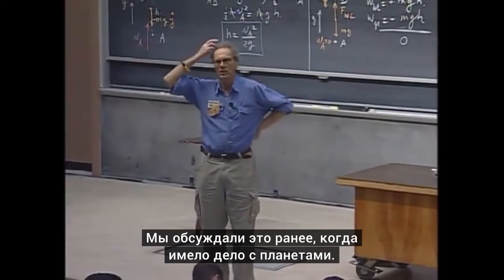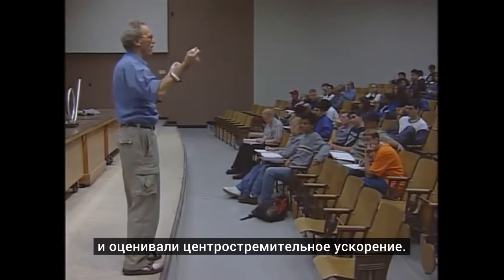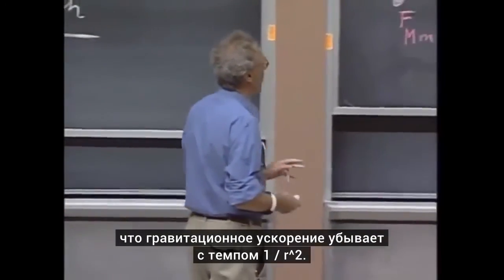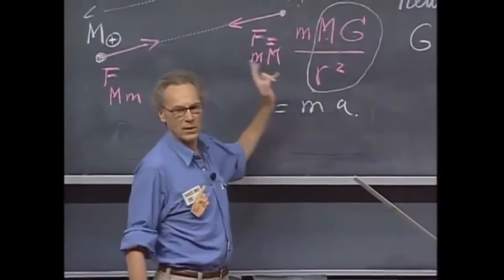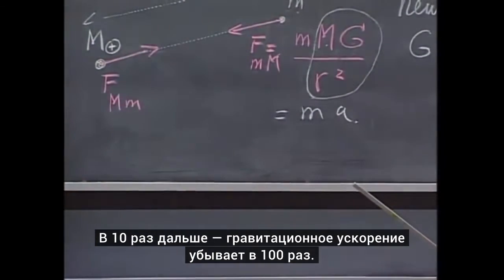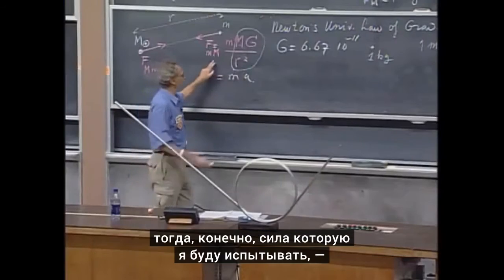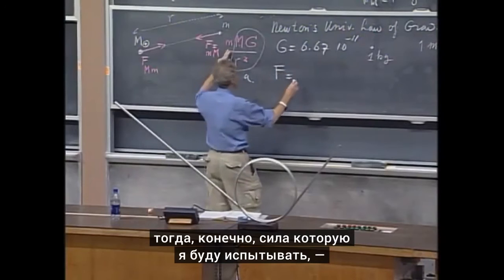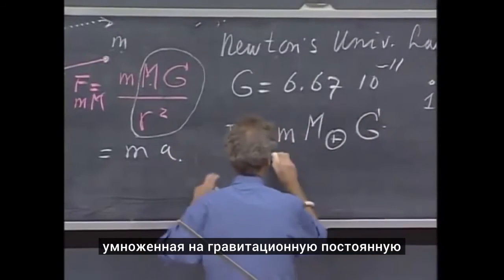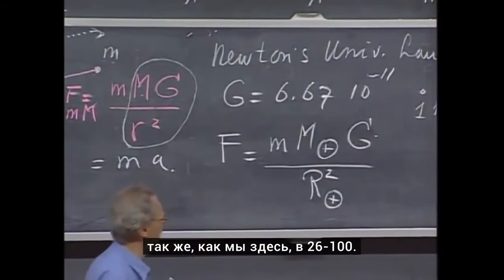We have discussed that earlier when we dealt with the planets and we dealt with uniform circular motions and we evaluated the centripetal acceleration. We came exactly to that conclusion that the gravitational acceleration falls off as 1 over r squared. 10 times further away, the gravitational acceleration is down by a factor of 100. If you are standing near the surface of the Earth, then of course the force that I will experience is my mass times the mass of the Earth times the gravitational constant divided by the radius of the Earth squared, just like we are here in 26/100.